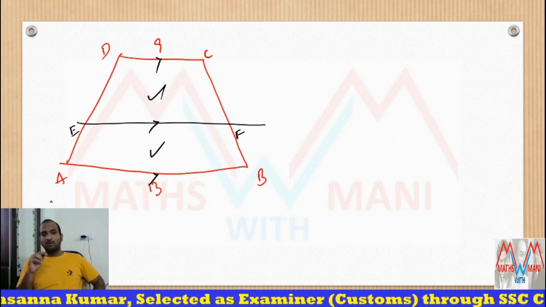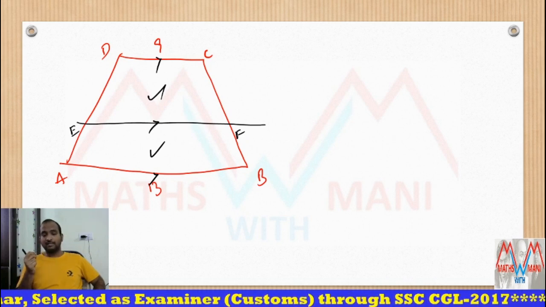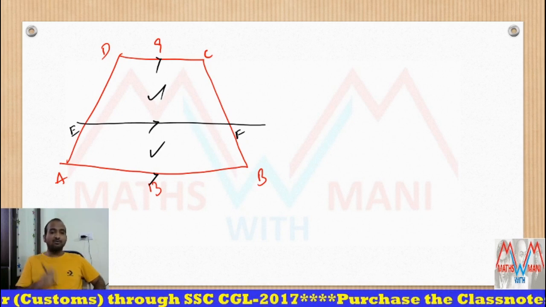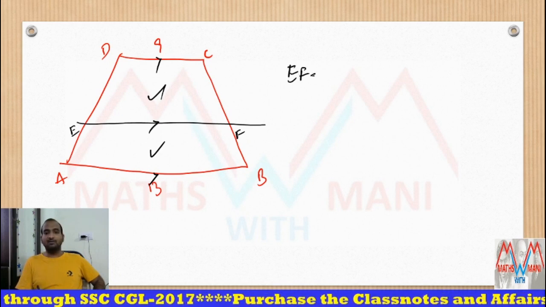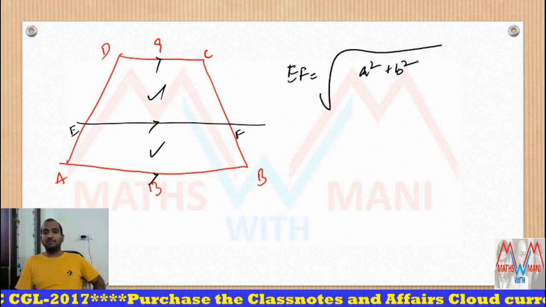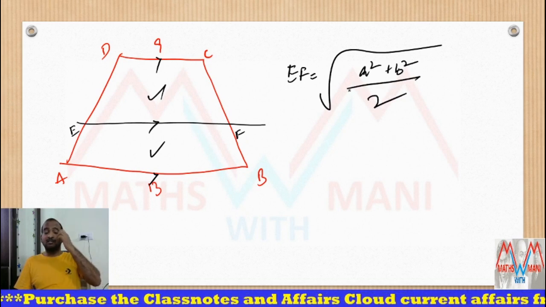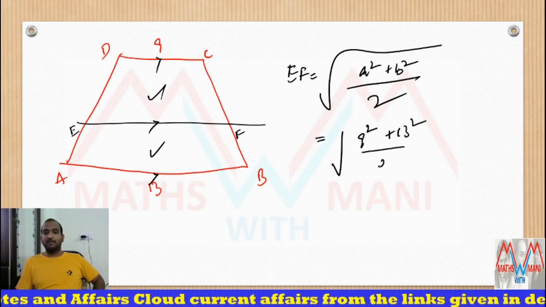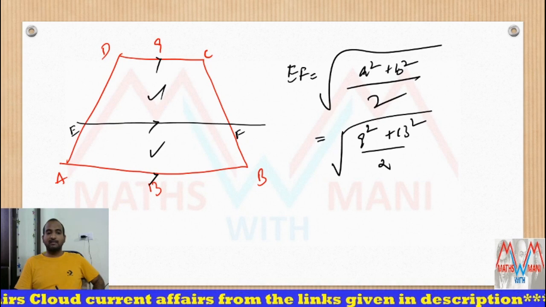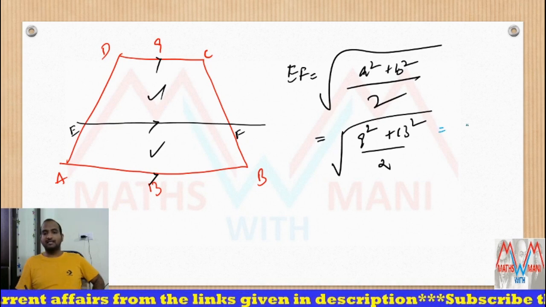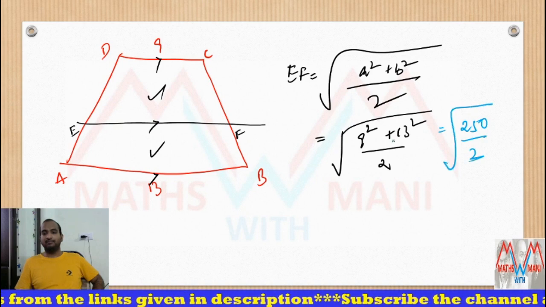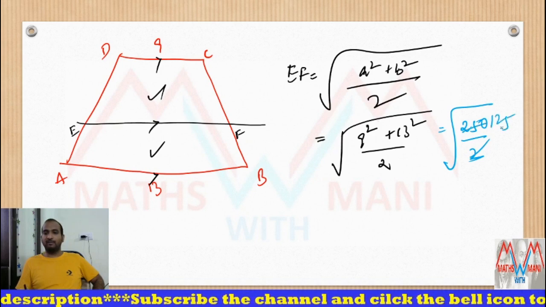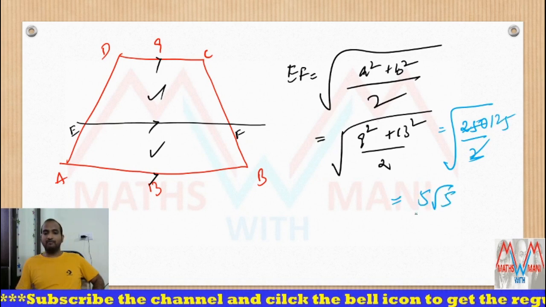In the second video of the concept, in the last 5 minutes, I told you: whenever a parallel line divides the trapezium into two equal parts, the length of EF is equal to the square root of (a square plus b square) by 2, that is, half of the sum of the squares of the parallel sides. So that is 9 square plus 13 square by 2. 81 plus 169 is 250, by 2 is 125. Square root of 125 is 5√5.